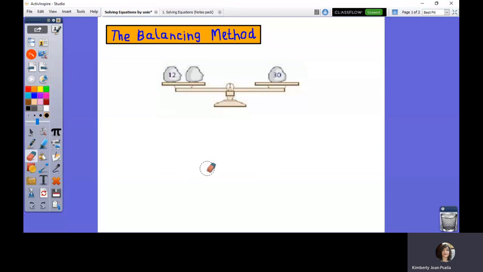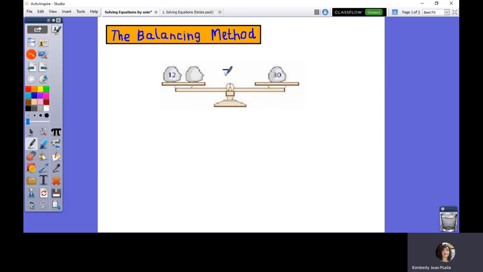Good morning, and this is your math tutor here, and today we're going to talk about how to solve equations using the balancing method. Okay, so the idea of a balancing method came from using a balance scale. What is the purpose of this balance scale? The purpose is that the weight found on the left-hand side must be equal to the weight found on the right-hand side.